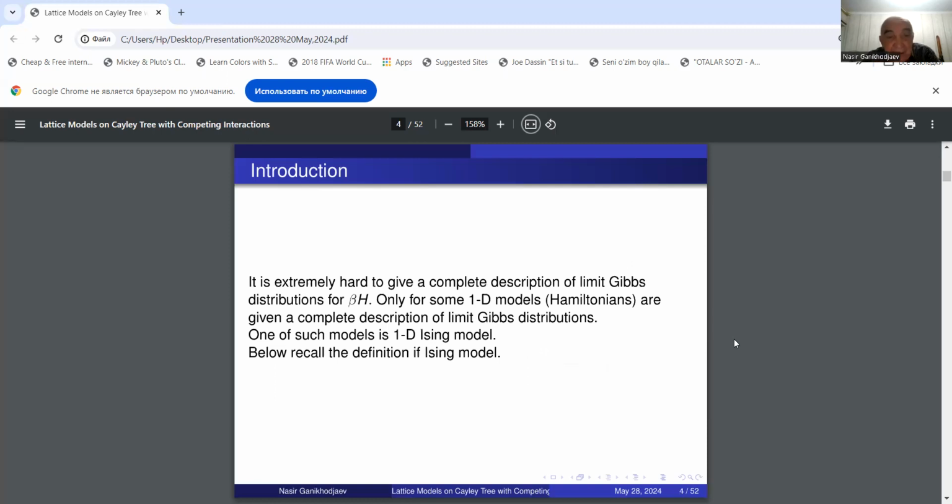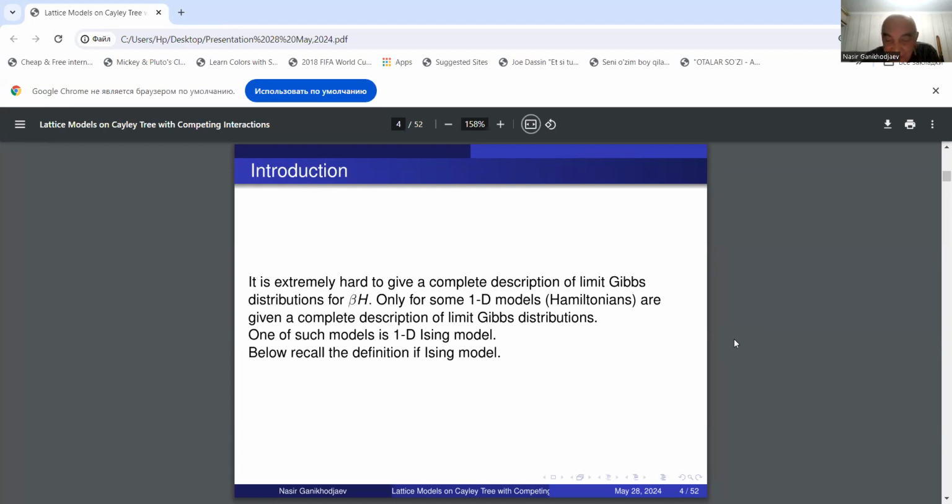It is extremely hard to give a complete description of limit Gibbs distributions for an arbitrary Hamiltonian. So only for some one-dimensional models is a complete description of limit Gibbs distributions given. This problem was practically solved by Gibbs himself, Ising himself. One of such models is the 1D Ising model, which I will discuss later.